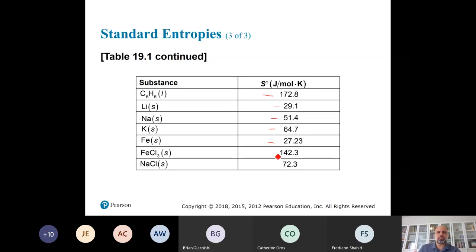So iron chloride, you can see, as a solid now has 3 bonds between the iron and the chlorides, so the entropy is increased significantly. Sodium chloride has only 1 bond, so it has a smaller entropy.